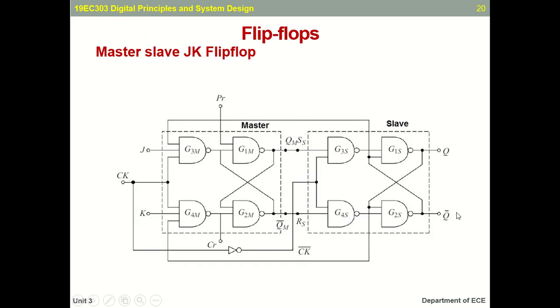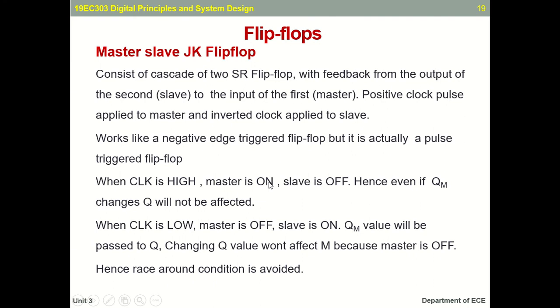See, for example, here if your clock is 0, your master is off, whereas your slave is on. If your slave is on, your Q will be passed to the master, but this won't affect the overall output since your master is off. Here we can say that when clock is high, your master is on, slave is off. QM cannot change Q. If QM changes, Q will not get affected.